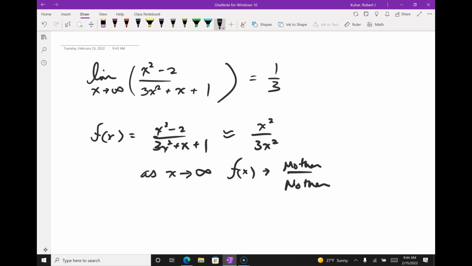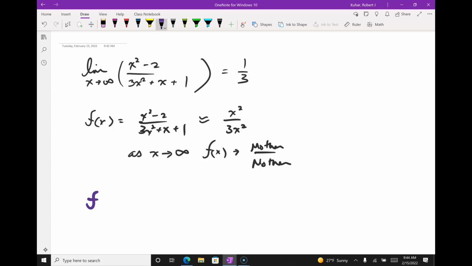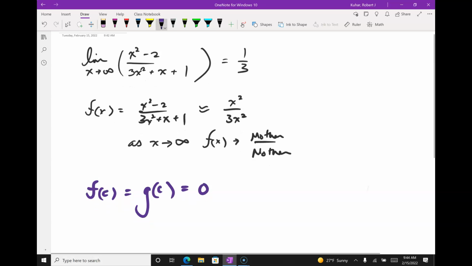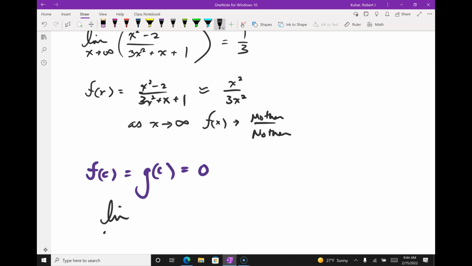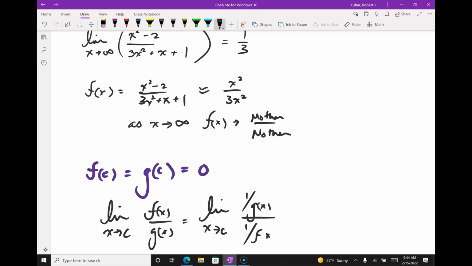Now, infinity over infinity happens to be a L'Hopital rule. So if we look at this from infinity over infinity, if I say that f of c equals g of c equals 0, then the limit as x goes to c of f of x over g of x is the same as the limit as x goes to c of 1 over g of x over 1 over f of x. So it's just a fancy way of using that keep change flip piece, which you saw me do already today in that one limit. But I want to keep this in mind.